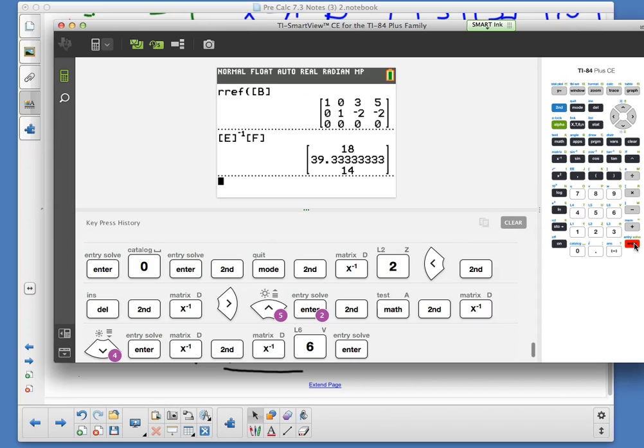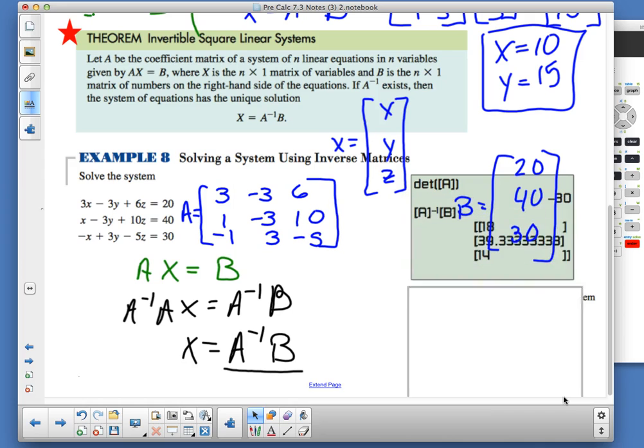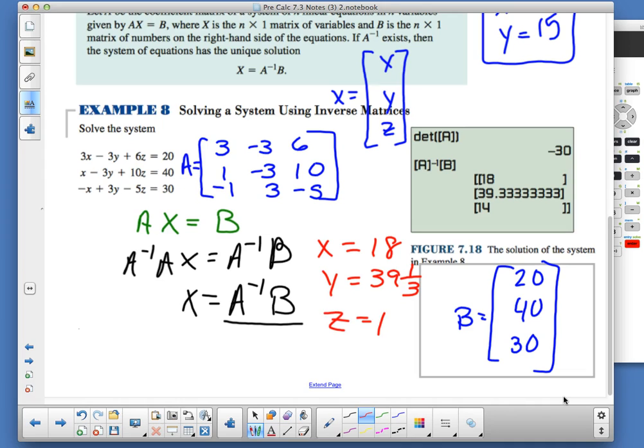Once I get the general gist of it and I know what I'm doing, these are very fast problems as we get going. So I got my solution here, and I'm just going to slide this up and this over because I've got that solution there. That's my 18, 39.33, and 14. So keep in mind, my x is 18, my y is 39 and a third, and my z is 14 when I'm done. Questions about doing it?